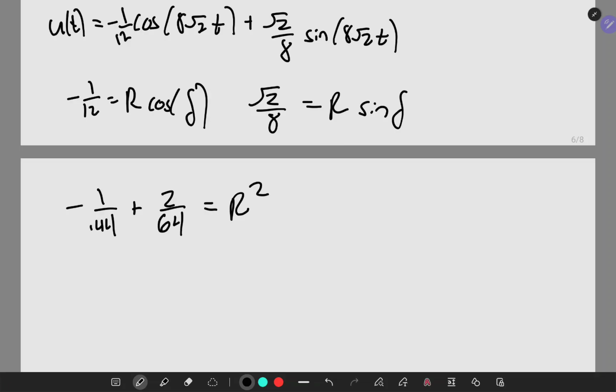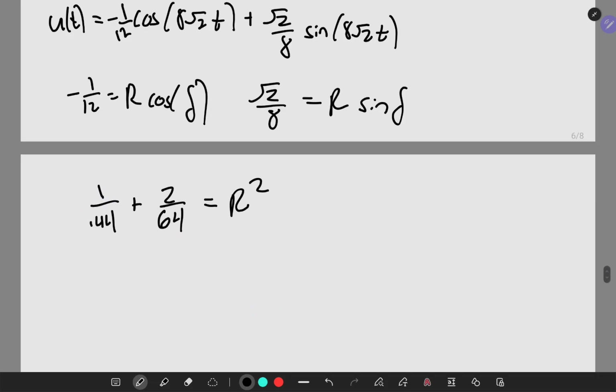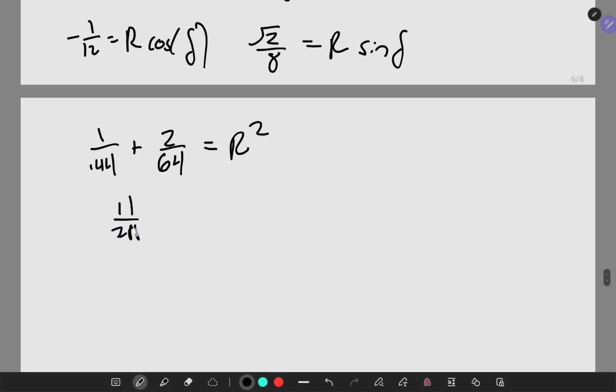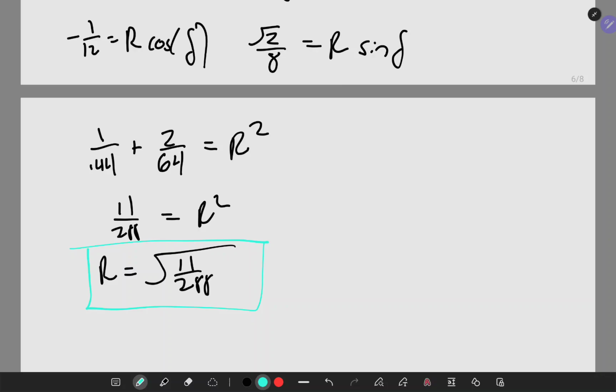I have something different than what I have on my paper. But I have the same thing. Oh, wait. Maybe because I have to take the square root of it. Hold on. No, it should be the same thing. Oh, I just have a sign error somewhere. Oh, yeah. I'm sorry. I squared that whole thing. It becomes positive. Okay. So then this would be 11 over 288. So then our amplitude is square root 11 over 288.